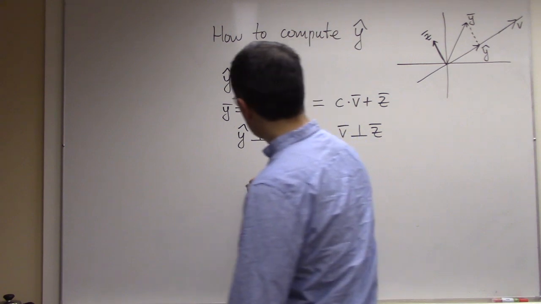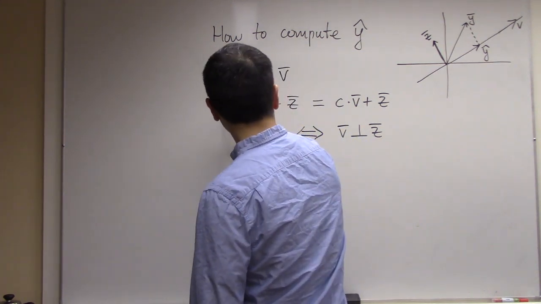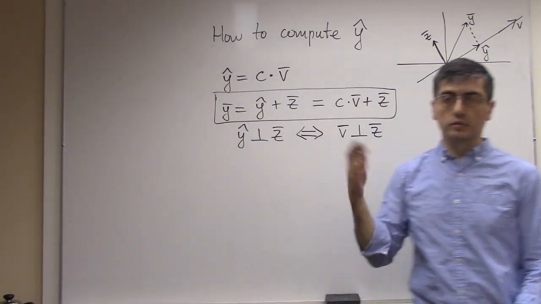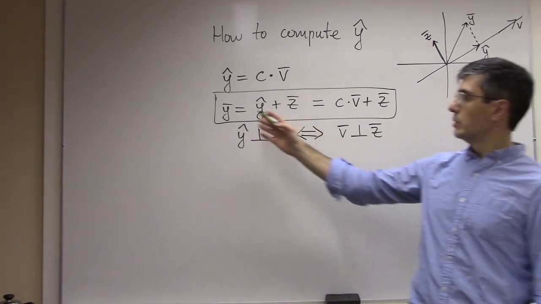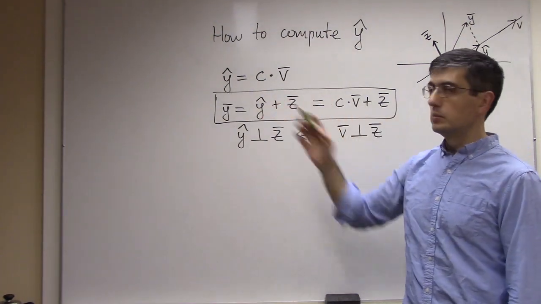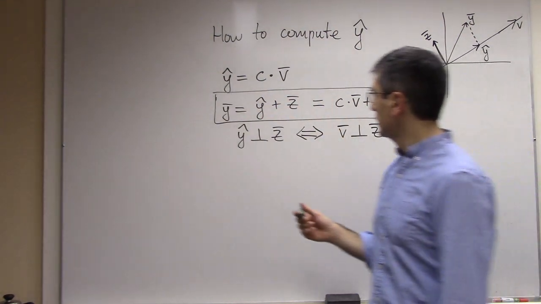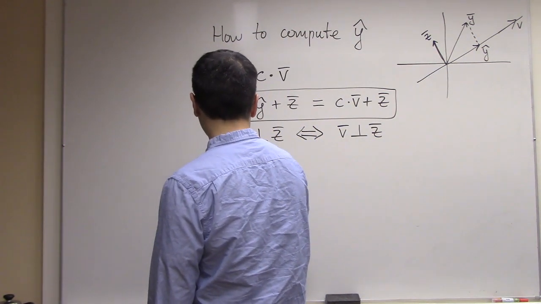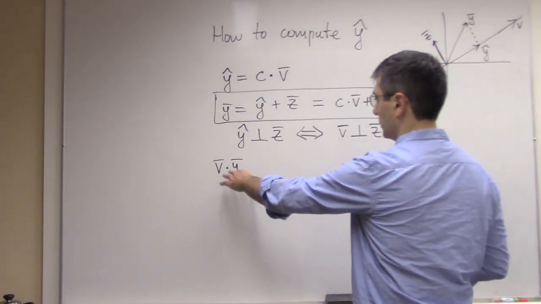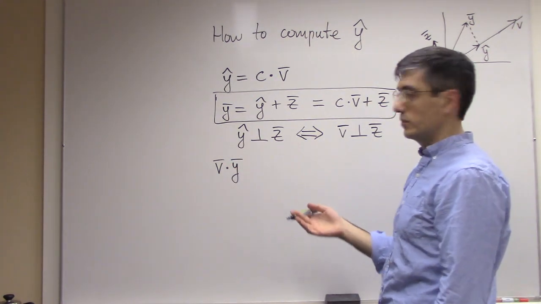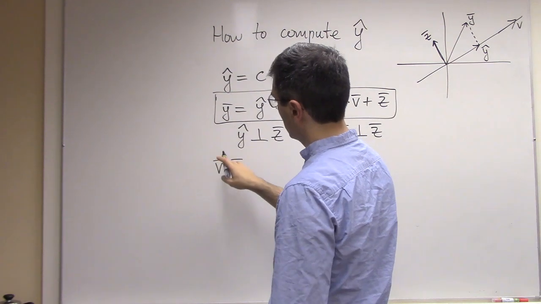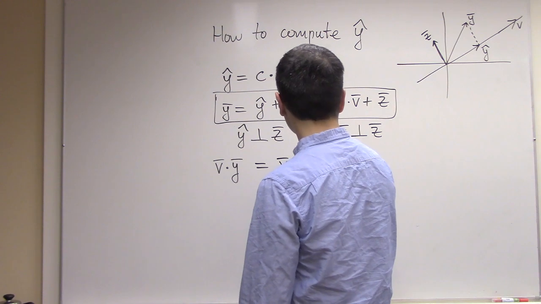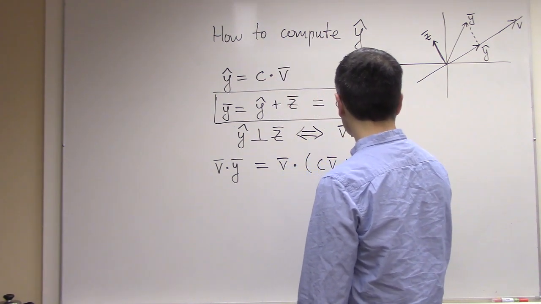So now we will take this equation and use the same idea that we already applied twice. So we will multiply both sides by v and see what we get. So I will multiply, in the sense of dot product. So we take the inner product of v with y, and that is equal to cv plus z.